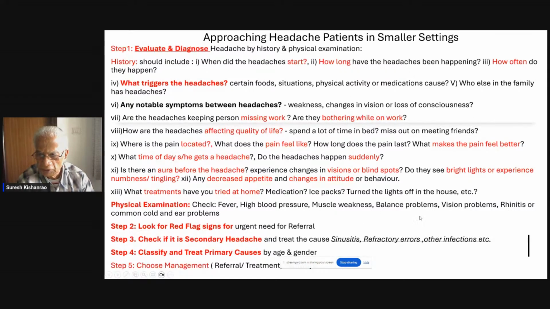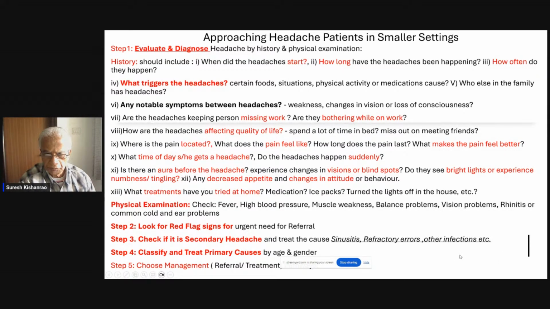a basic physical examination, looking at whether there is any temperature, what the blood pressure is like, balancing problems, eye problems, nasal problems, rhinitis or sinusitis, common cold, mid-ear problems, and muscle weakness. If there are any red signs, that's an indication for referral. We'll come to that in the next slide.